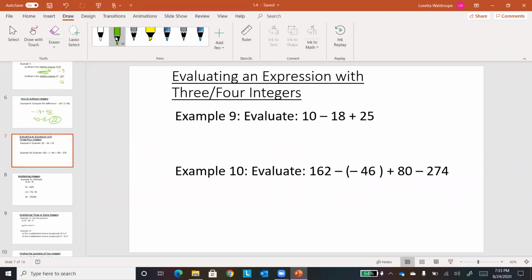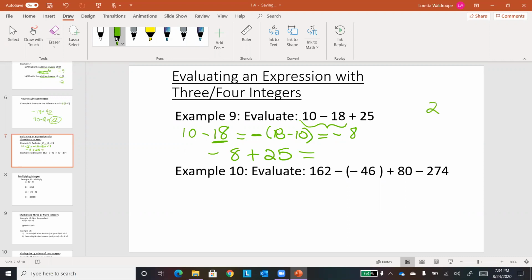Now what if you have more than 2 integers? Then take them one at a time. So I'm going to do 10 minus 18 first. 18's bigger, so I know my answer is negative. And then 18 minus 10 is 8, so I get negative 8. But I still have my plus 25 that I now have to add to my negative 8. 25 is bigger, so over here, if I need to do scratch work, go over and do it. 25 minus 8 gives me a positive 17.